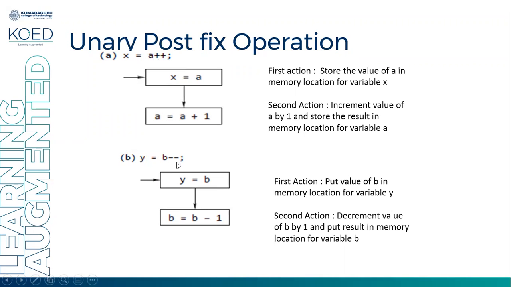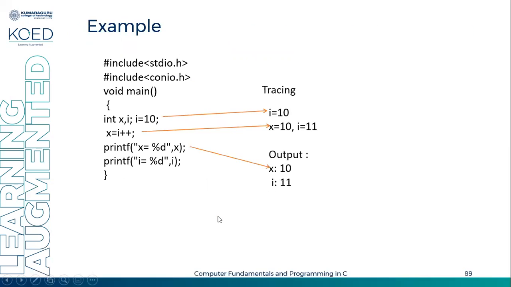Likewise, y equal to b minus minus. First action, put the value of b in the memory location of the variable y. After that, the second action, decrement the value of b by 1 and put the result in the memory location of the variable b.